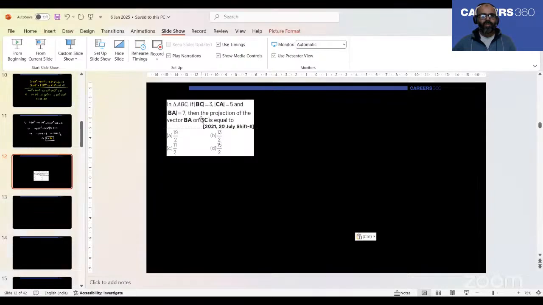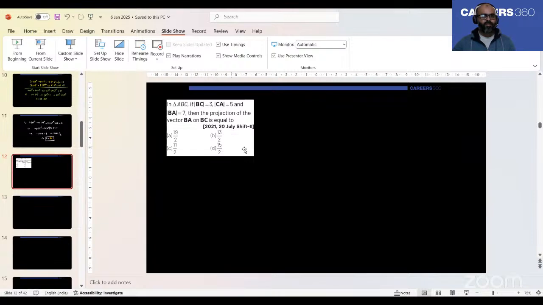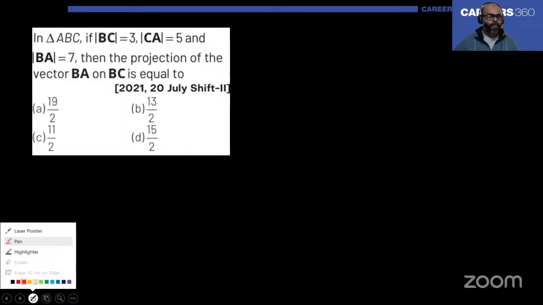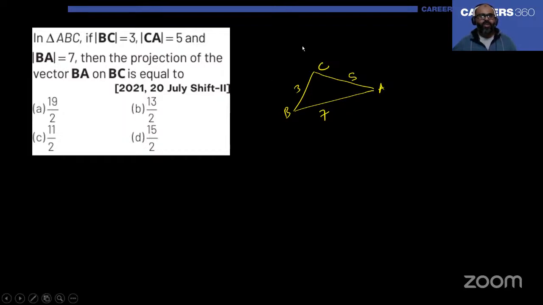This is the next question we have. In triangle ABC, if mod of BC is equal to 3, mod of CA is equal to 5, and mod of AB is equal to 7, so this is the triangle. See this question, I'm coming back.